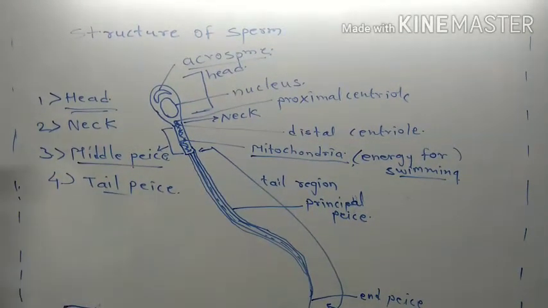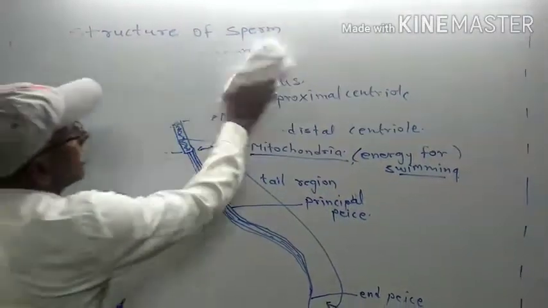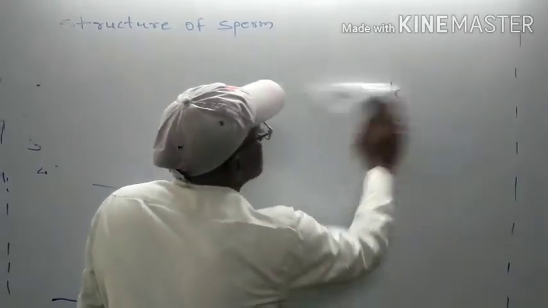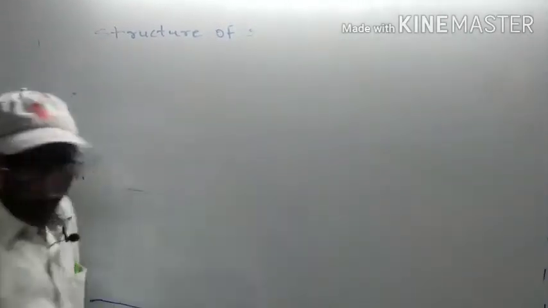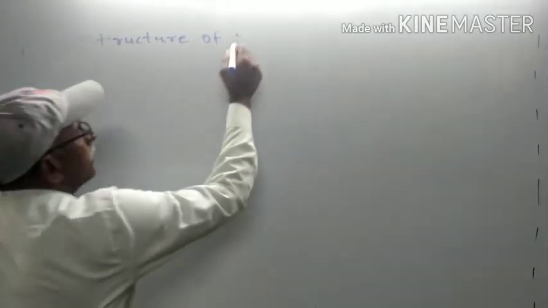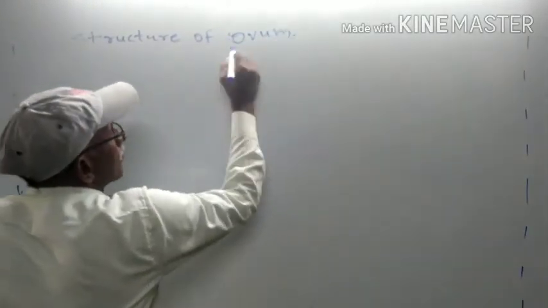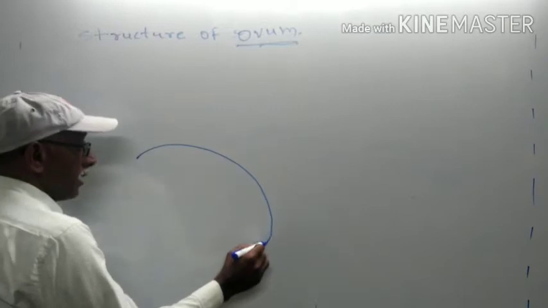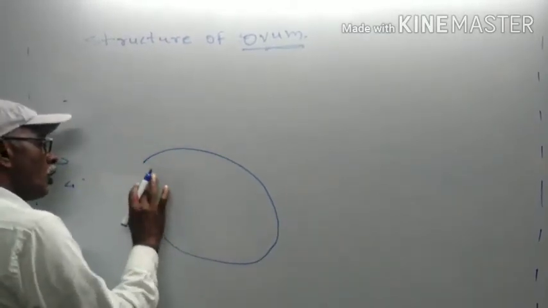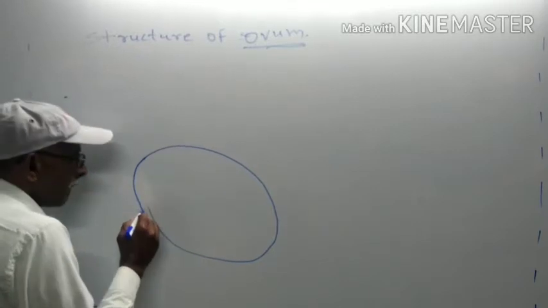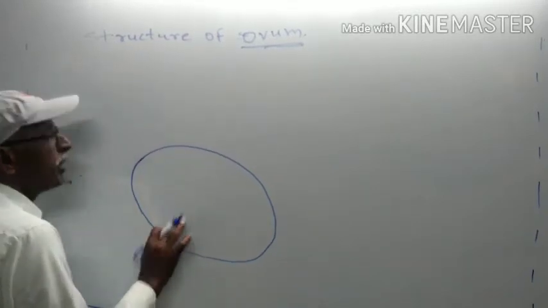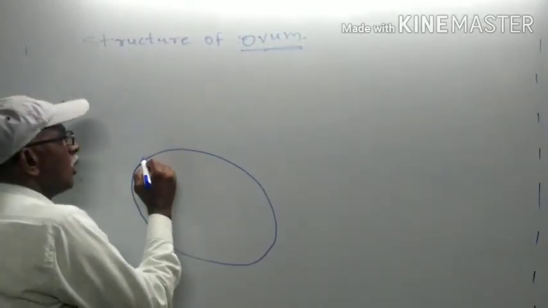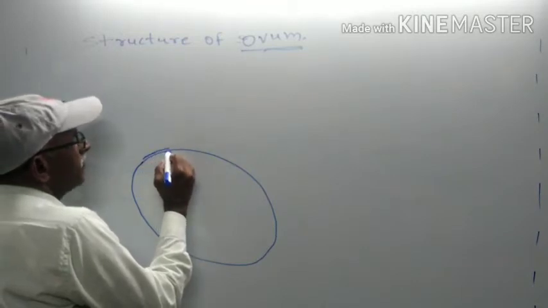Now we will study the next point, that is the structure of ovum. Now if you see the structure of ovum, do you know the ovum is the biggest cell in the human being? Ovum is the biggest cell in the human being, and it is present in females.